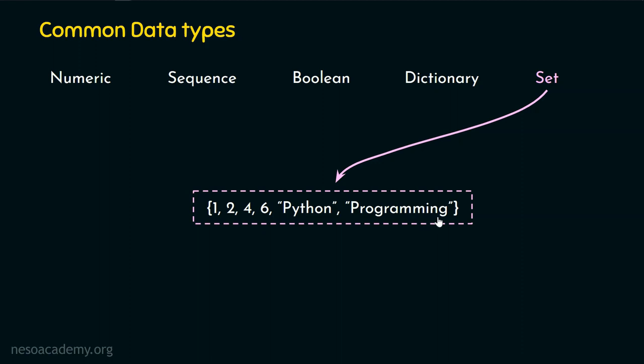However, a set itself is mutable, that is, elements can be added or removed from the set. Sets can also be used to perform mathematical set operations like union, intersection, symmetric differences, etc. So here we learned about the common data types that are used in Python, and that will be all for this lecture.